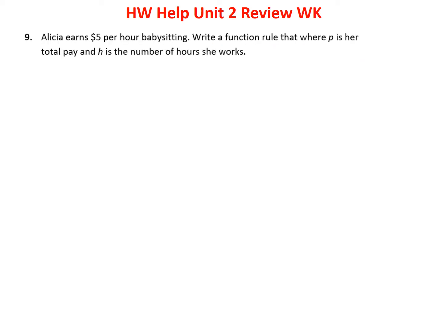Number 9, Alyssa earns $5 per hour babysitting. Write a rule where P is her total pay and H is her number of hours. So how are they related? All right. So she makes $5 per hour. And she works so many hours, and we want to know what her total pay is.